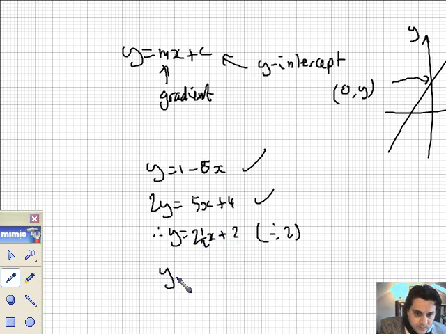Next one, I've got y equals x squared plus 7. That is definitely not a straight line graph because it's x squared. Alright?